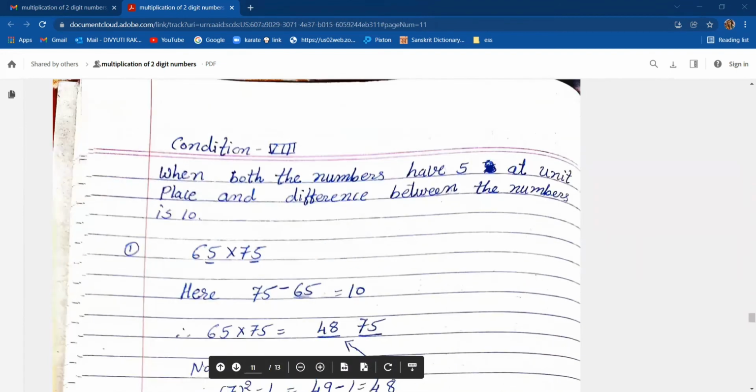Now this is condition 8. Here also 5 is at unit place, but for the tens place condition is different. When both the numbers have 5 at their unit place and the difference between the numbers is 10. That means 5 is same at the unit place, but the difference of these two numbers, that means 65 and 75, is 10. 75 minus 65, whenever you are doing, at that time you are getting 10.